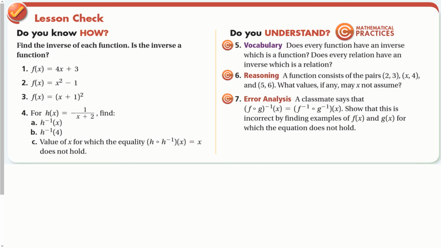And that was 6.7. Most of these are pretty straightforward. We'll leave it here. That's 6.7, inverse relations and functions.